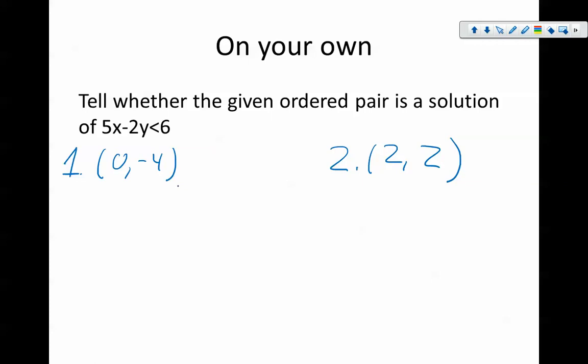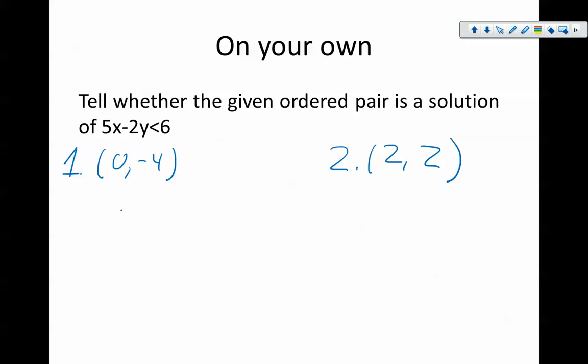All right, welcome back. These were the two problems that you were supposed to do on your own from your Canvas. If you haven't done them yet, shame on you. Go back and do them, okay? Don't look at the answers first. Get some practice. So we're seeing if these ordered pairs are solutions to this inequality.